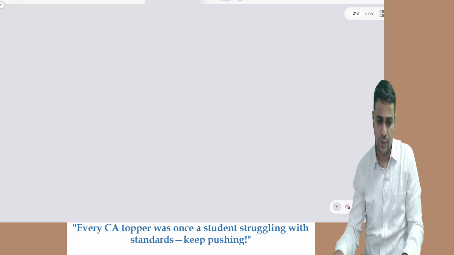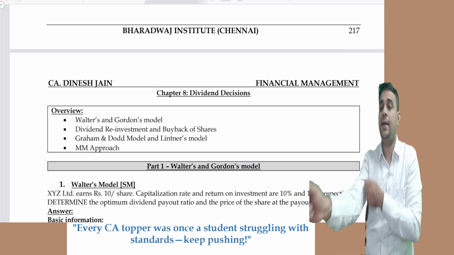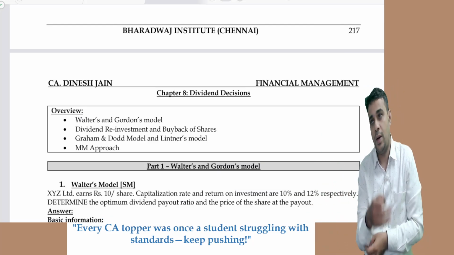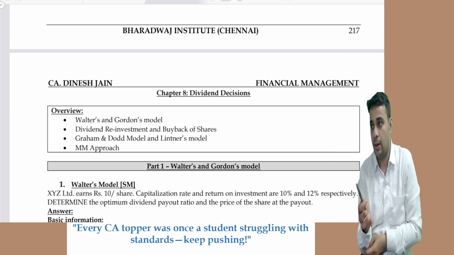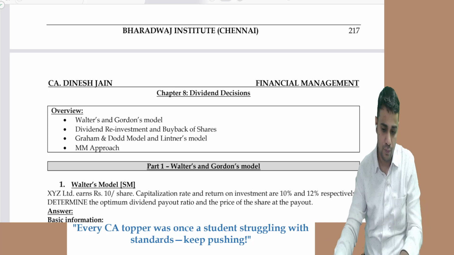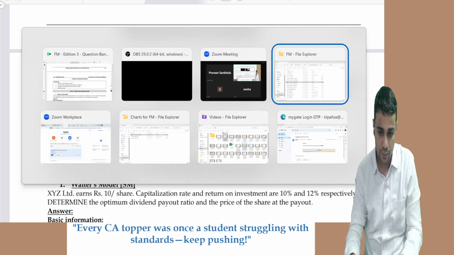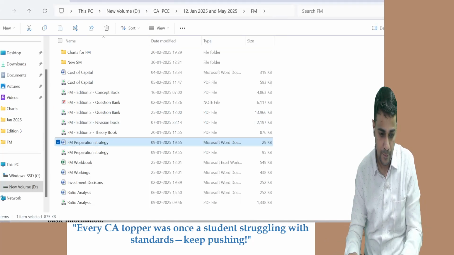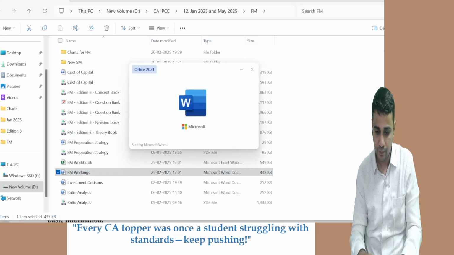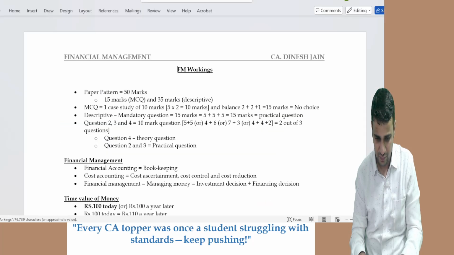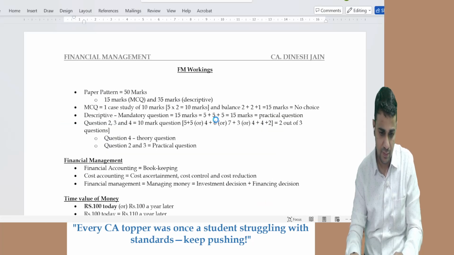Now let's come to this question. First, I have to decide the optimum dividend payout ratio. Once I decide the ratio, then I apply the formula. Now write R equal to. How much is the R in this question? 12%.